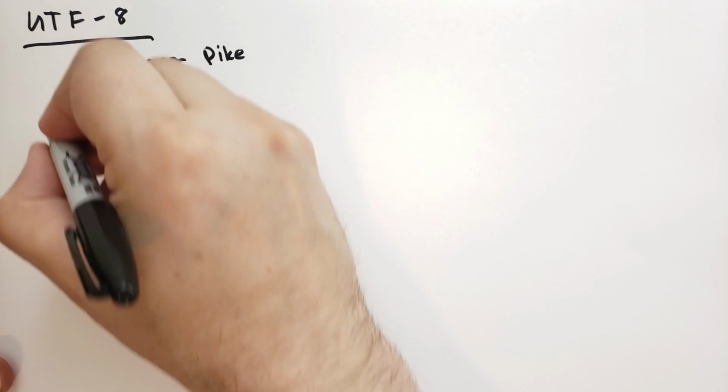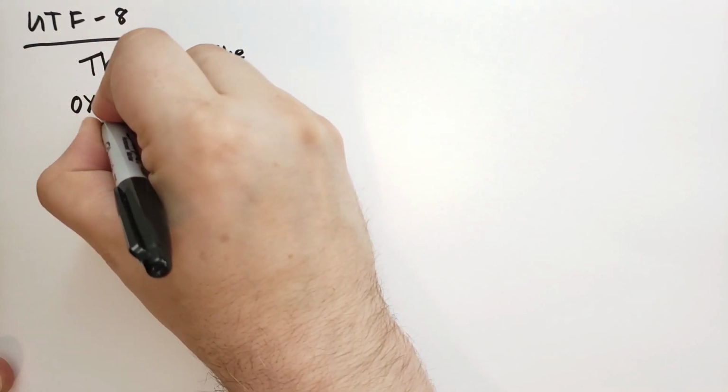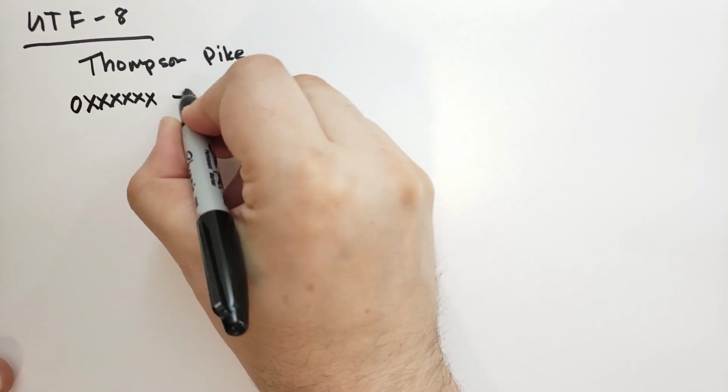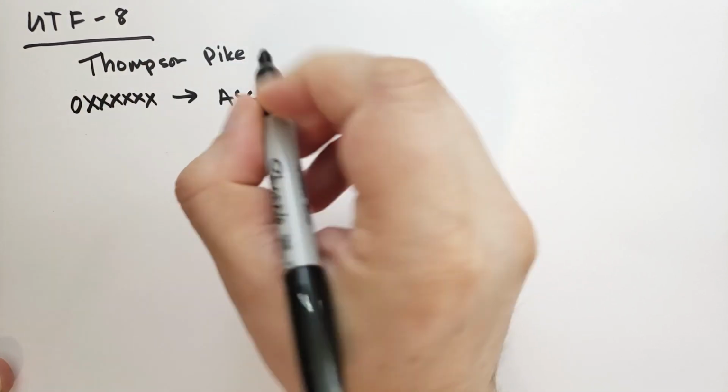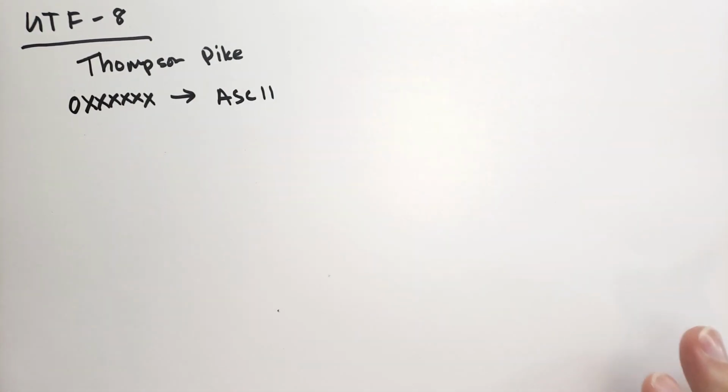So how does it work? Well, if you have 0 followed by 7 bits, 1, 2, 3, 4, 5, 6, 7, then this is just plain old ASCII. Okay? So ASCII in UTF-8 is just ASCII. It just works. Okay? And Unicode has 0 through 127 reserved for the ASCII characters. That'll never change. Okay?